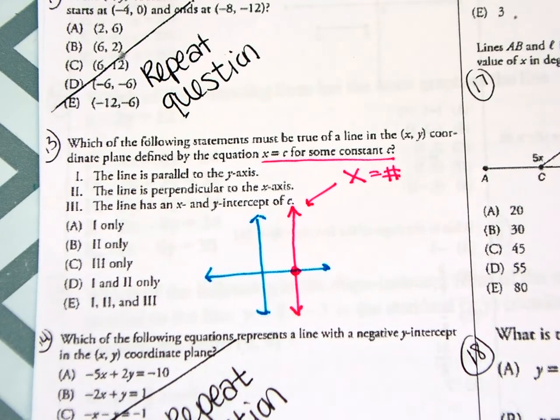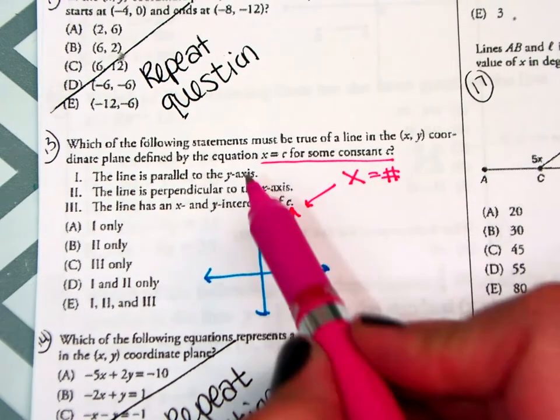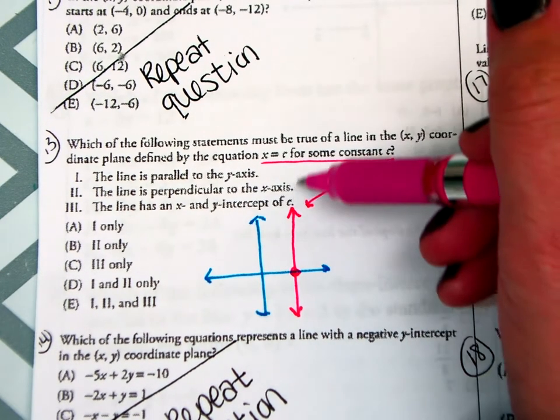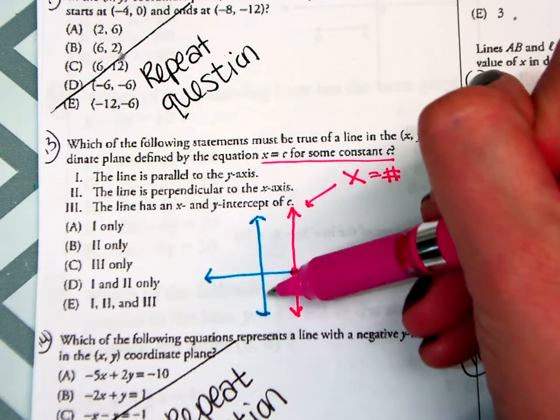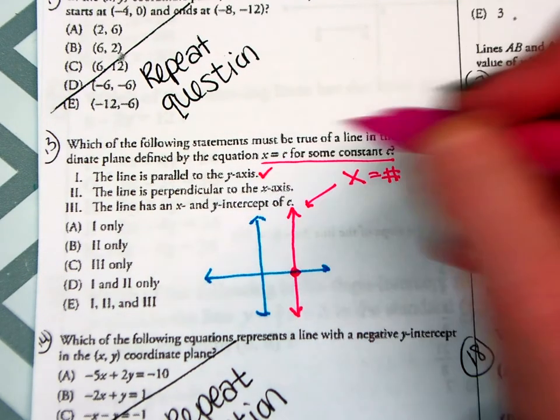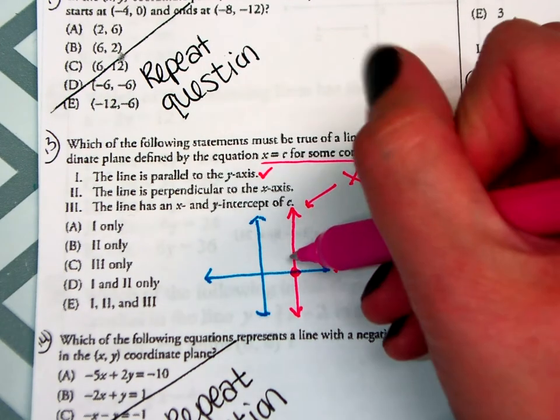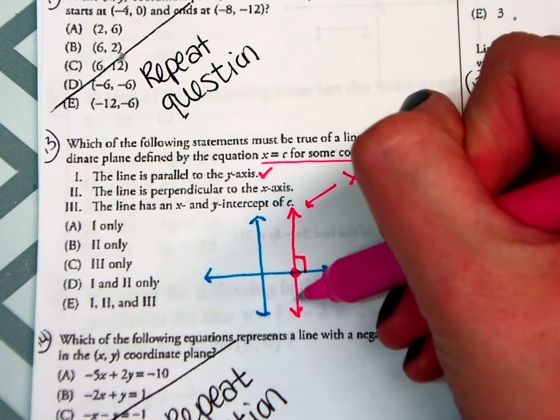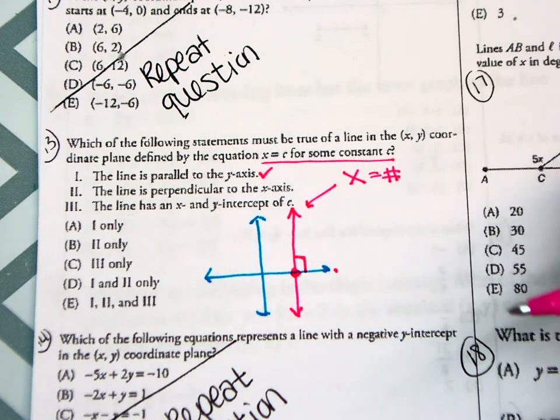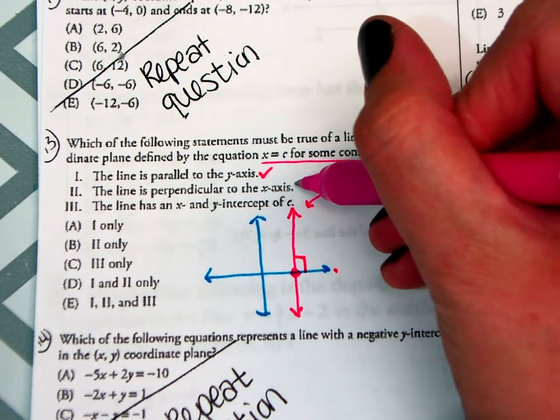Now we're going to analyze our options. The line is parallel to the y-axis. Well, this is vertical. The y-axis is also vertical, so yes, they are in fact parallel. The line is perpendicular to the x-axis. We did talk about that. Anytime an undefined line and a zero line intersect, they will always be perpendicular.